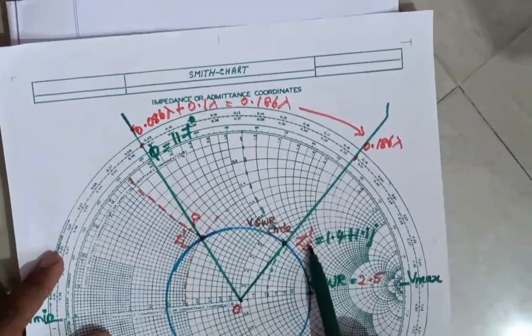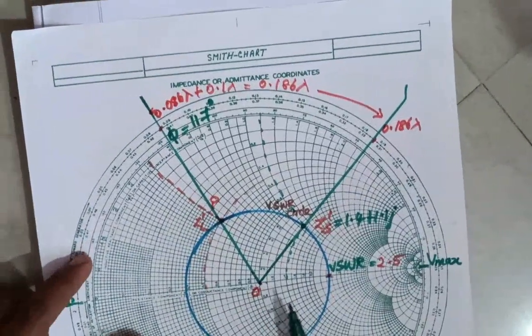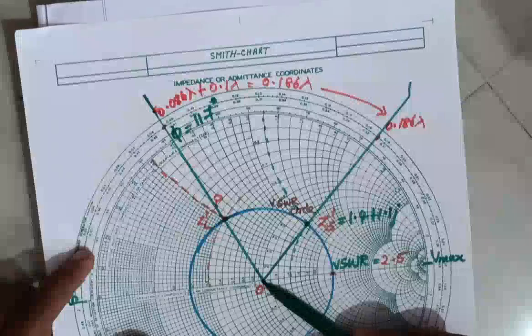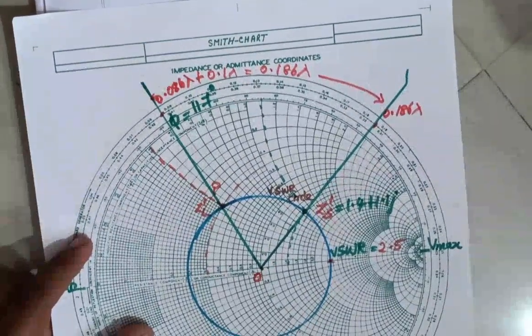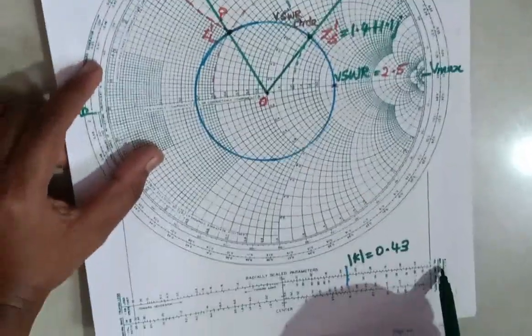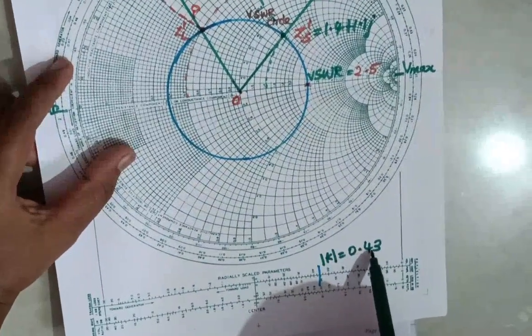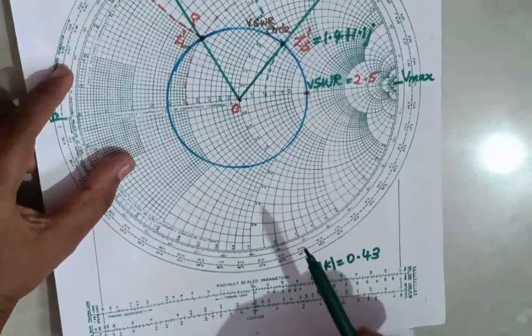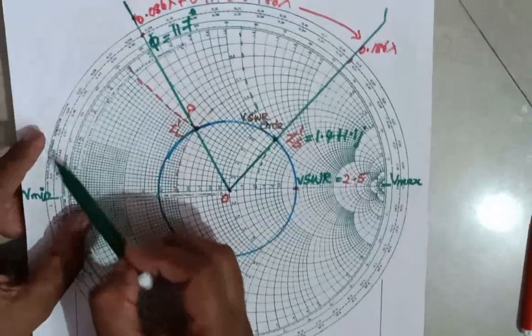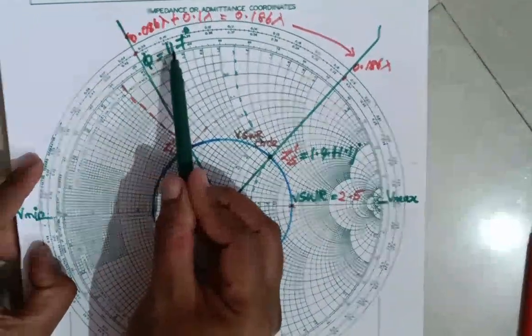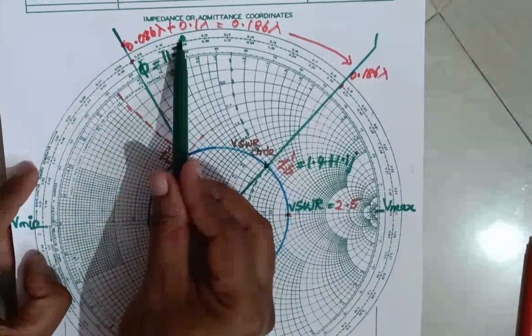In order to calculate the reflection coefficient value, take this OP as the radius and draw an arc on the reflection coefficient line, and that gives the magnitude of the reflection coefficient as 0.43. To calculate the phase angle, look here: the angle of the reflection coefficient gives the phase angle phi equal to 117 degrees.